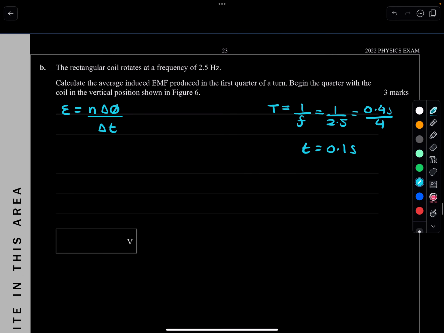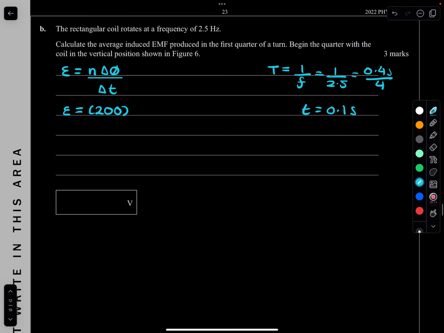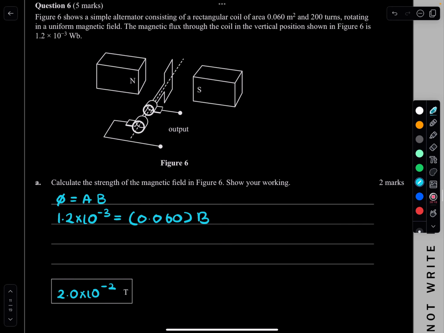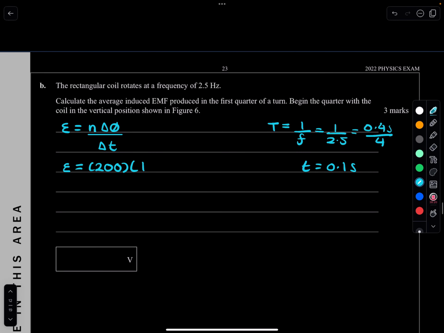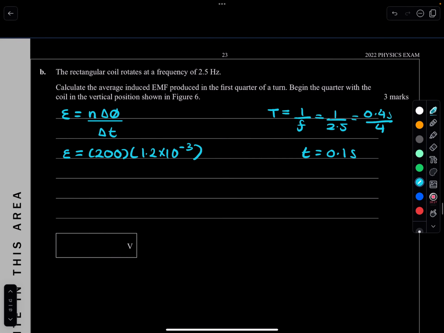So now putting everything that we've learned together, EMF is going to be, our turns was 200. Was that right? Yep. What about our flux? They said it was 1.2 times 10 to the power of negative 3. Was that right? Yep. Divided by your change in time, which is 0.1. That gives me 2.4 volts. Done.